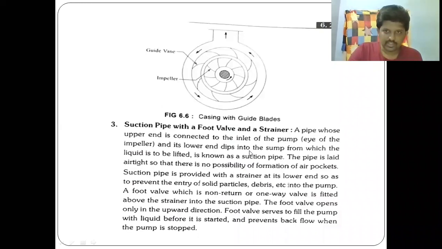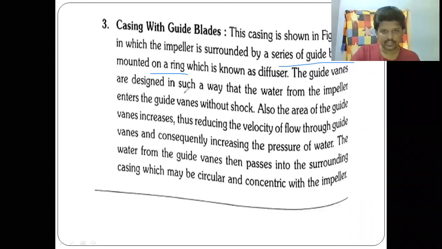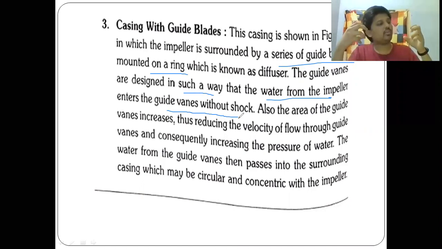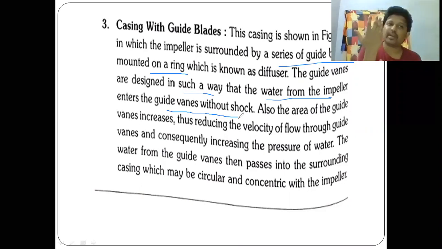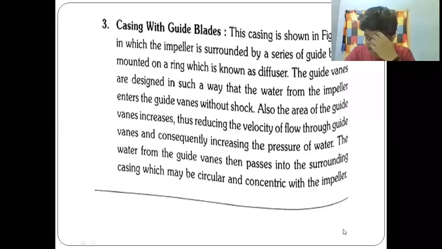Why do we surround it with a series of guide plates mounted on a ring? The blades are designed in such a way that water from the impeller enters the guide vanes without any shock. If anything is rotating and you are pulling water to it, the water may enter with high speed and high velocity and impulse. That is what shock actually is. So to decrease that, if you have blades at some angle, that can minimize the amount of shock created by the water on the impeller. That is the main reason why we use the casing with guide blades.